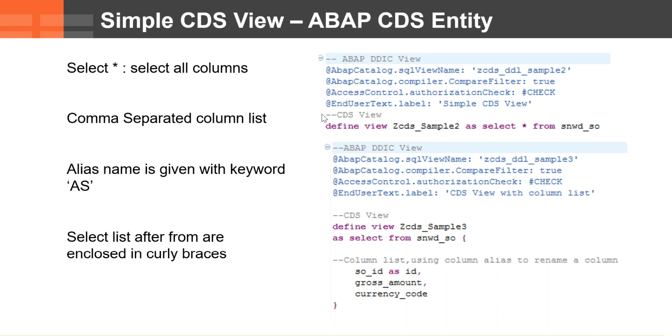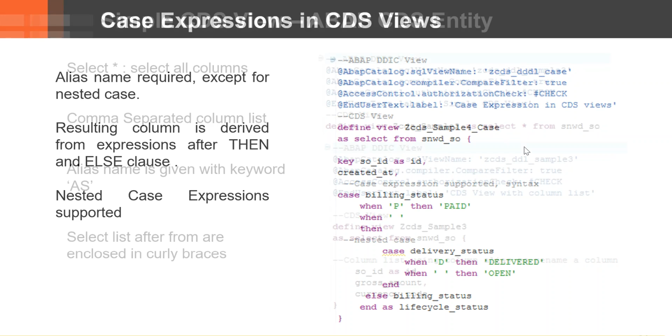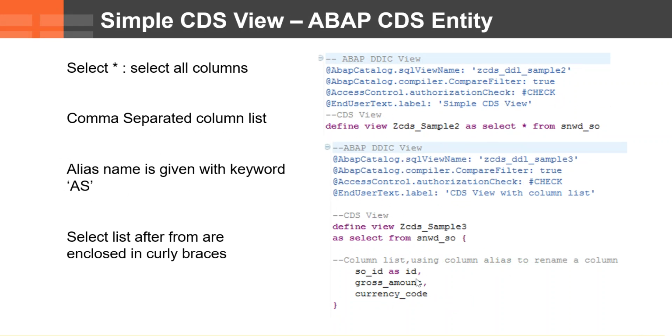Comma separated column list in OpenSQL: this is nothing but a new feature in OpenSQL. With this new feature, when you select some columns, all the columns should be listed with comma separated values. So if you are selecting everything, you will use select star. If you are selecting only specific columns, then you will use comma separated values. An alias name is given with the keyword as, so you can use alias names as well. For each field in a table, you can give an alias name, and the select list is enclosed in curly braces. In curly braces, you will enclose all the select list. So this is a simple CDS view.